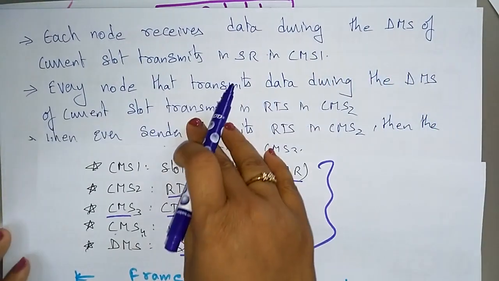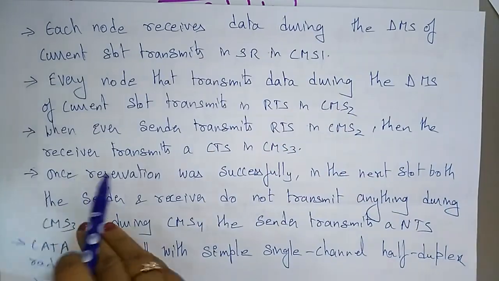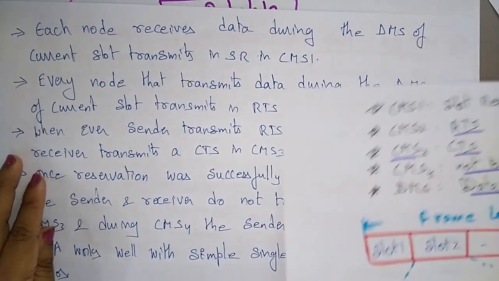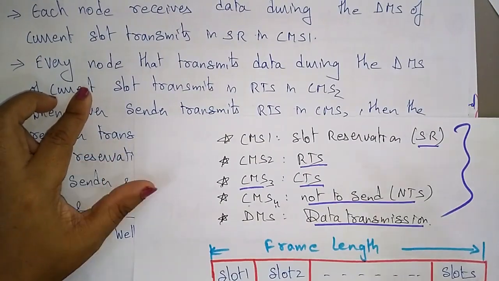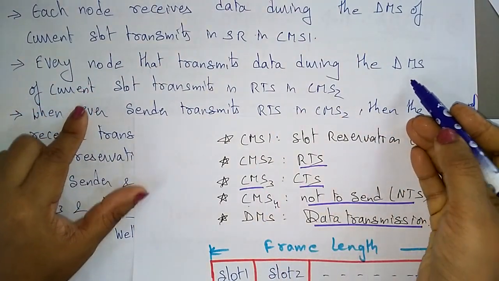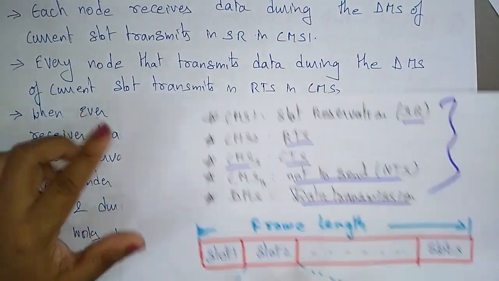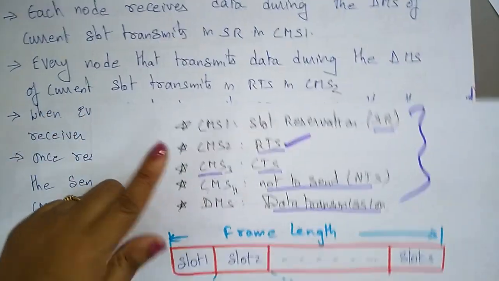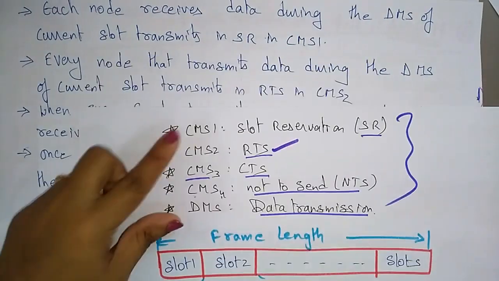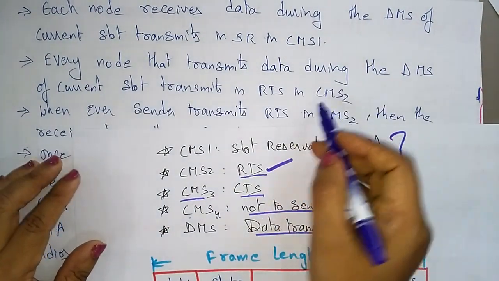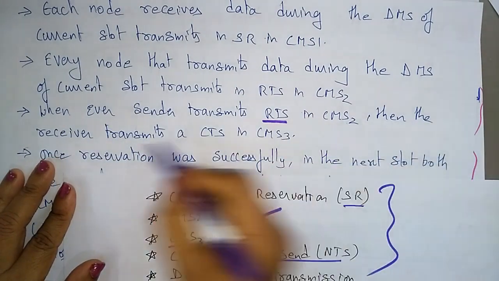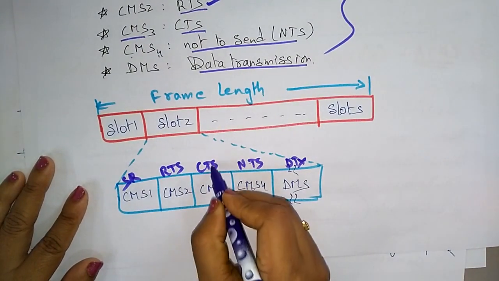So let me just make it clearer, take this paper. Whatever node wants to transmit data, in the current slot first it has to send the request to send. That is, CMS2 has to be activated. So whenever the request to send is sent, the sender transmits the RTS in CMS2. Then the receiver sends the clear to send in CMS3.